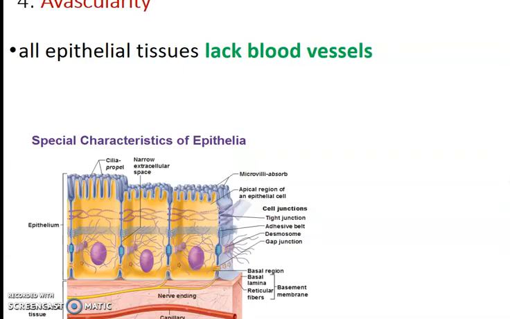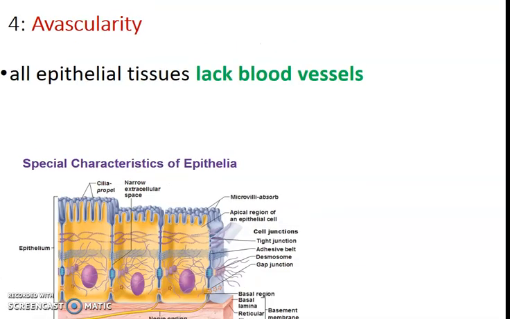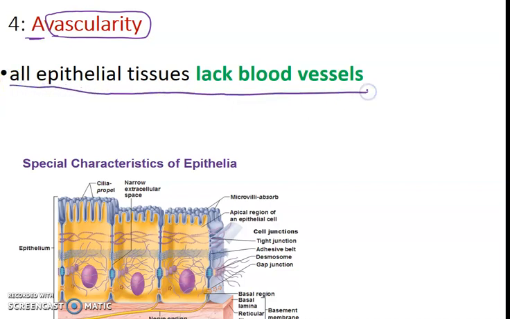Now, avascular. What is vascular? What's vascular disease? Blood vessel disease. So vascular is blood vessel. A means without. So it's without blood vessels. All epithelial tissue lacks blood vessels.